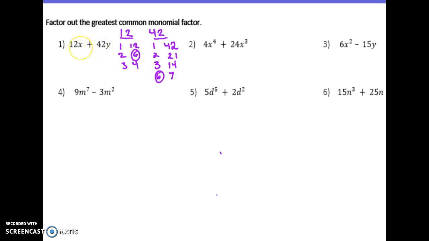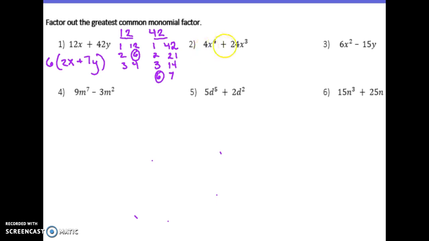And then I don't have anything for the variables. I don't have a variable in common. So my greatest common factor would actually be 6. So I can pull out a 6 and say, well, 6 times what is 12x? It would be 6 times 2x, and 6 times 7y would be 42y. So I kind of did a reverse distributive there. So we pulled out the 6, or we factored out the 6.